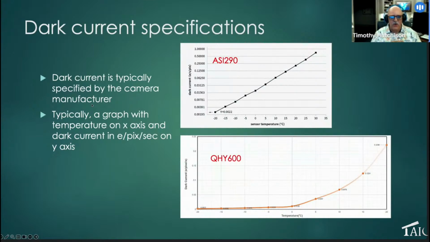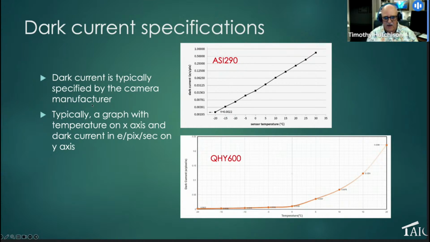All right. So let's talk about dark current. It's specified by the camera manufacturer, usually in a graph that looks something like I've shown here. And I just grabbed two examples that were out there on the internet, the ASI 290 and the QHY 600. These are just two different chips, which is why I grabbed these two. But they both kind of are structured in the same way.